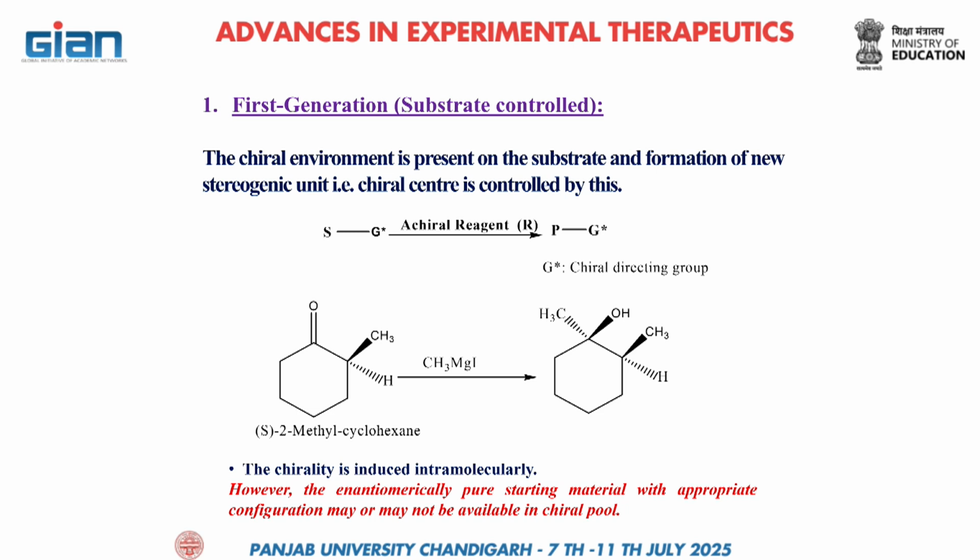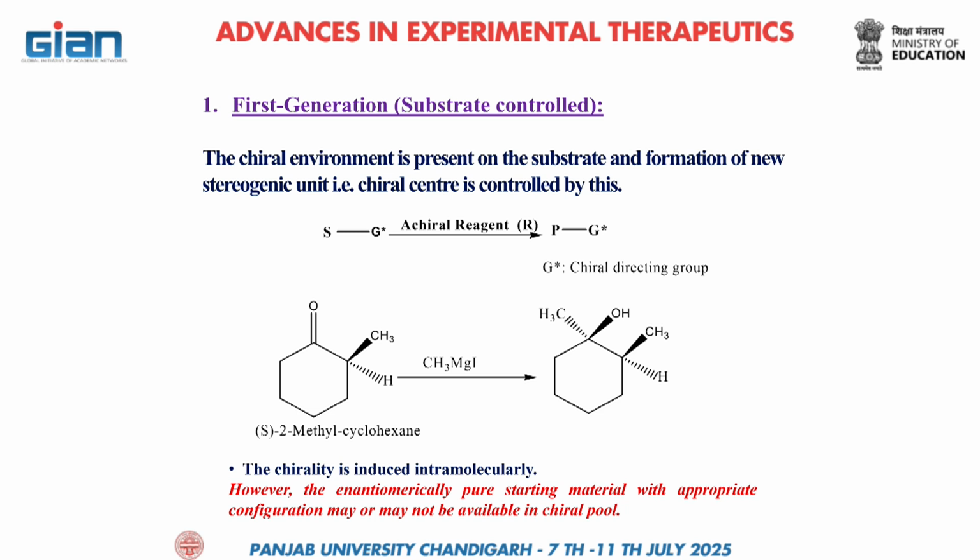आपके सबस्ट्रेट में chiral यूनिट थी, उसने इनकमिंग ग्रुप को गाइड किया और आपके प्रोडक्ट में एक नई chiral यूनिट आ गई. So this is occurring within the molecule. So that means it is intramolecular. The question comes, first generation is intramolecular and intermolecular. आपको इंट्रा और इंटर का डिफरेंस क्लियर है? इंट्रा इज विद इन द मॉलिक्यूल, इंटर इज बिटवीन द टू.